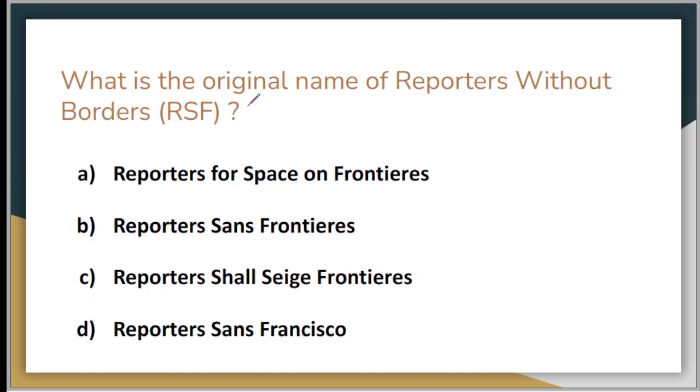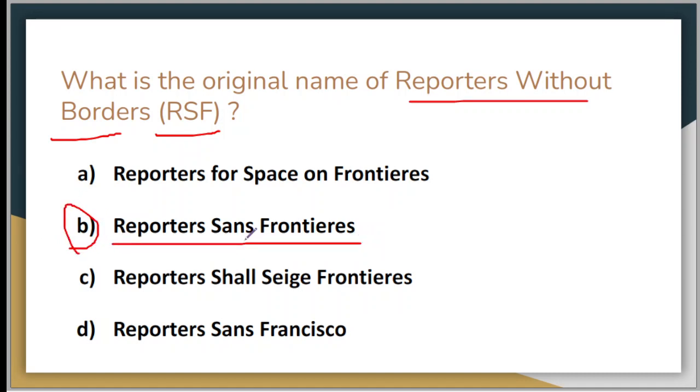The next question is, what is the original name of Reporters Without Borders? So RSF, the organization which releases the World Press Freedom Index and also celebrates World Press Freedom Day. What is the actual name of this organization? Option A is Reporters for Space on Frontiers. Option B, Reporters Sans Frontieres. Option C, Reporters Shall Seize Frontiers. And option D, Reporters Sans Francisco. So the correct answer is of course option B, which is Reporters Sans Frontieres. Sans is basically a French word which means without.